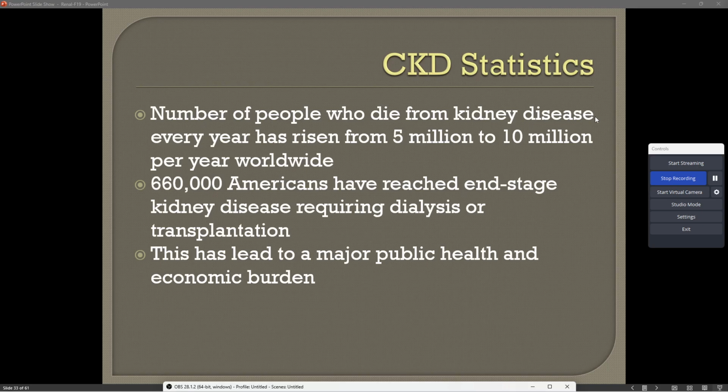Roughly 660,000 Americans have reached ESRD requiring dialysis or transplantation. That number is also actually up. We have almost broken the 1 million mark as of 2022. This has led to a major public health and economic burden. That's an understatement. The absolute staggering results of increased CKD cases is horrid.